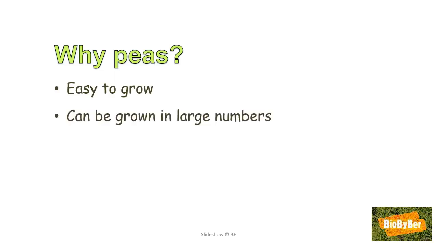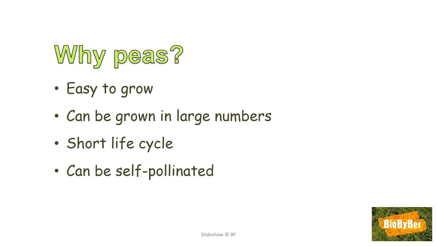Why did he work with pea plants? Well, pea plants are easy to grow. They can be grown in large numbers. They have short life cycles, so you can see your results quickly. They can be self-pollinated, fertilized with their own pollen, and there are large numbers of offspring.